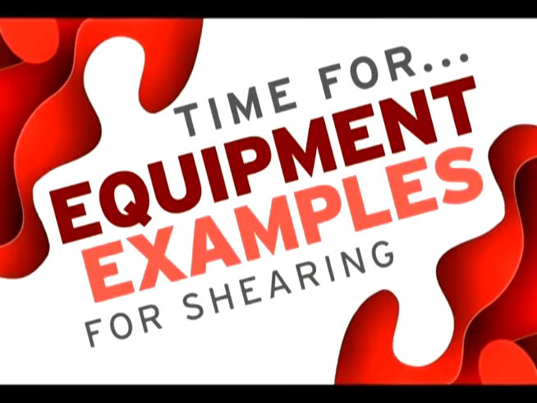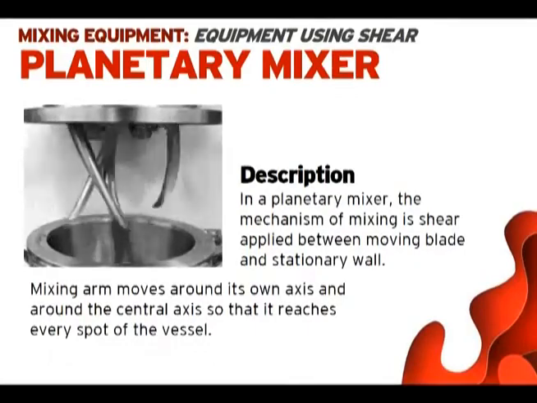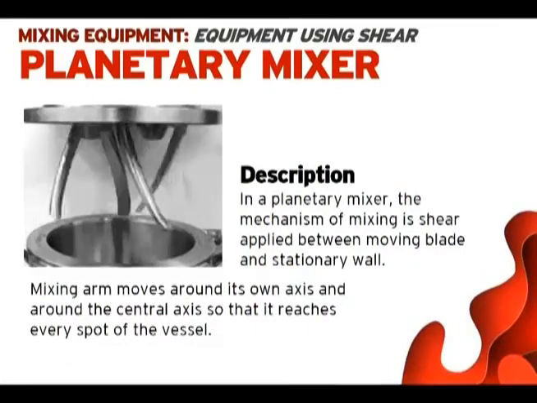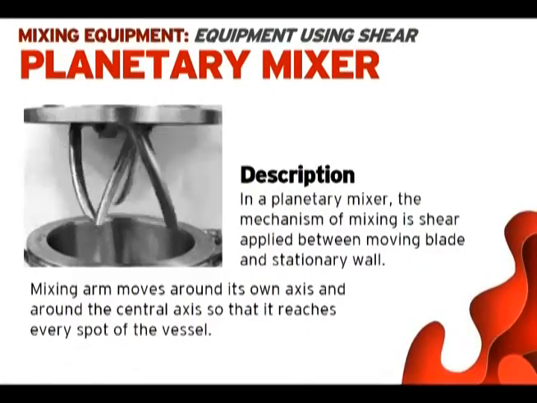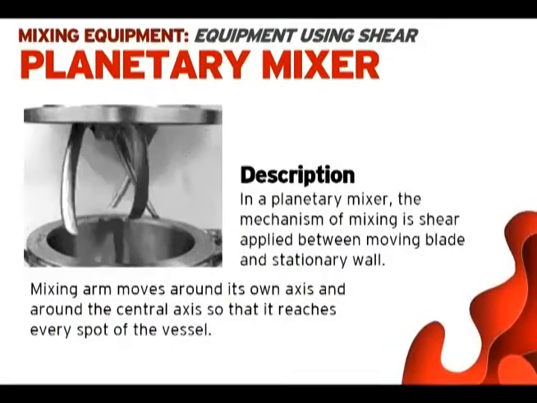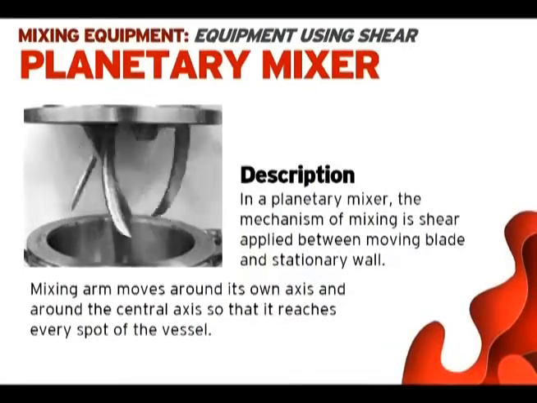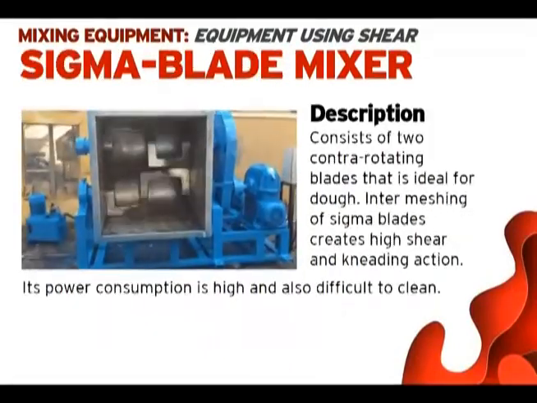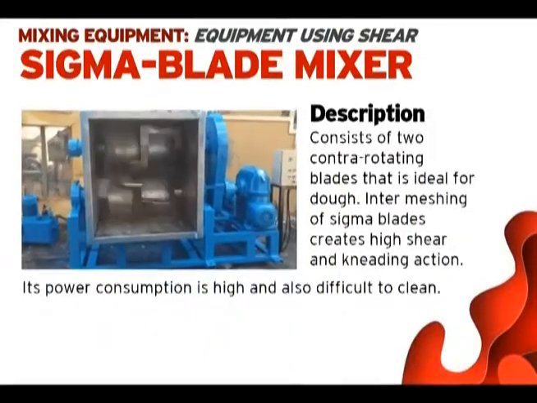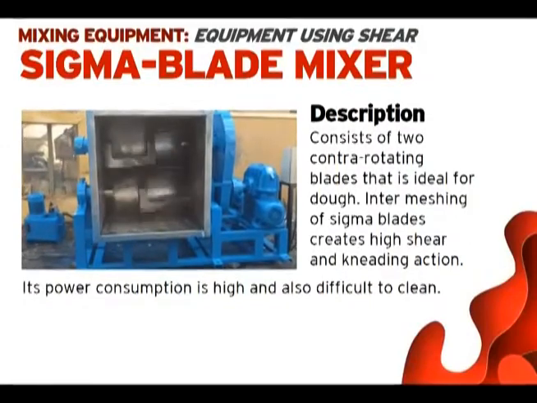For my turn of introducing equipment, for the last three pieces of equipment we will discuss, we will talk about three pieces of equipment designed to primarily operate using shear mixing. In a planetary mixer, the mechanism of mixing is shear applied between moving blade and stationary wall. Mixing arm moves around its own axis and around the central axis so that it reaches every spot of the vessel. The sigma blade mixer consists of two contra-rotating blades that is ideal for dough.